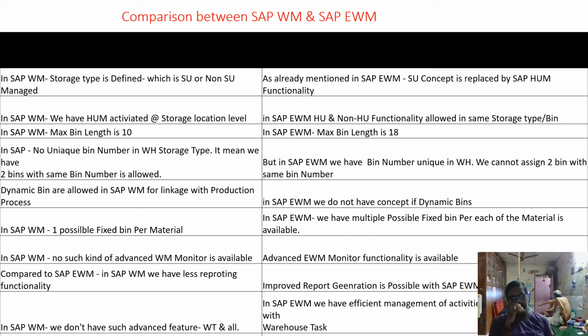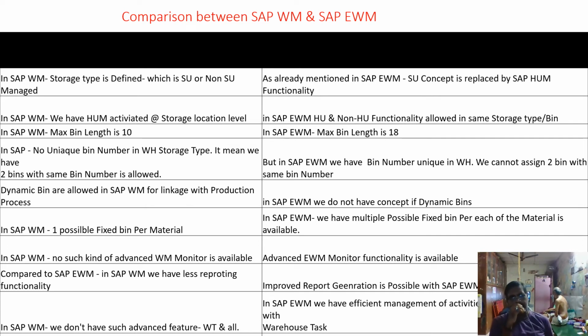That is a nomenclature. In EWM, the maximum bin length allowed is 18. In SAP WM, a unique bin number within a warehouse storage type is required. If you create two bins with the same bin number, the system won't allow that; it will throw an error. You cannot even create it in the first place.